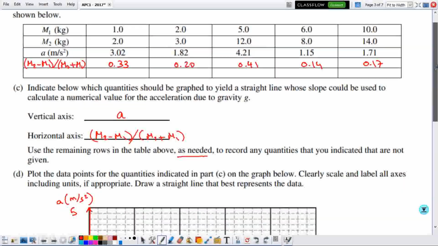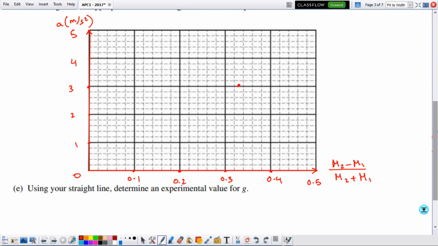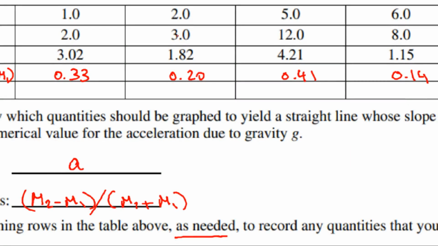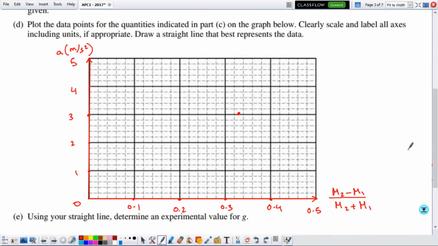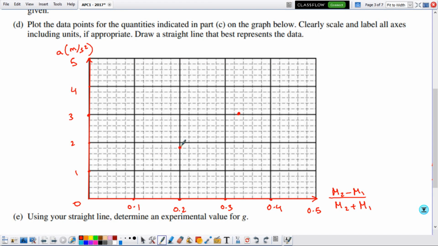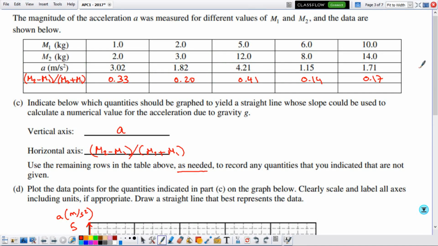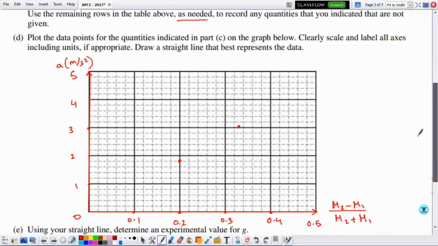The second point would correspond to a fractional mass given by 0.2, which is basically here, and an acceleration given by 1.82. So its corresponding point on the a-axis would be 1.2, 1.4, 1.6, 1.8. Then that would be perfectly here. Now the third point is given by 0.41 with an acceleration 4.21. So 0.41 with an acceleration 4.21. So it would be perfectly somewhere here.